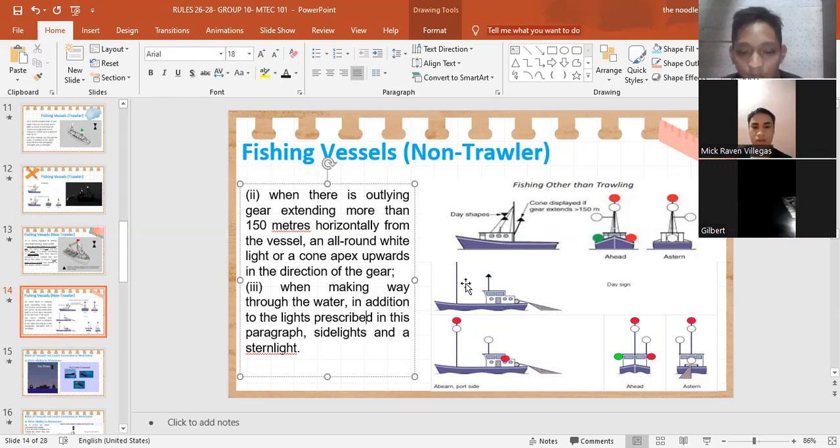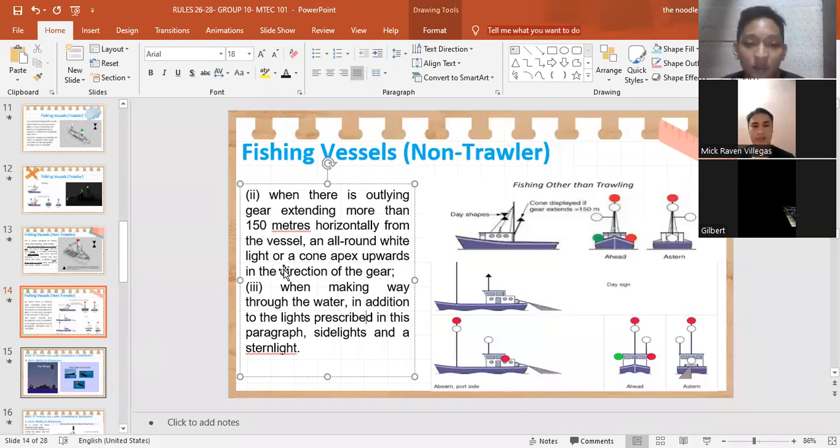Then number 3, when making way through the water, in addition to the lights prescribed in this paragraph, it has side light and stern light. So basically, when making way, what we only add is the side light and stern light. So this one would be port side since it depicts a red light on its side.